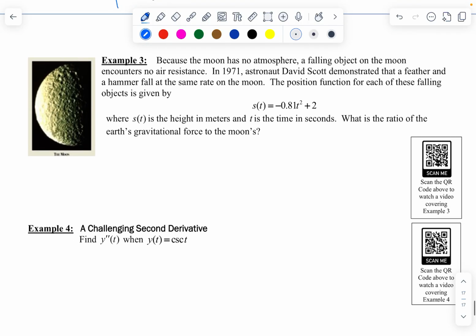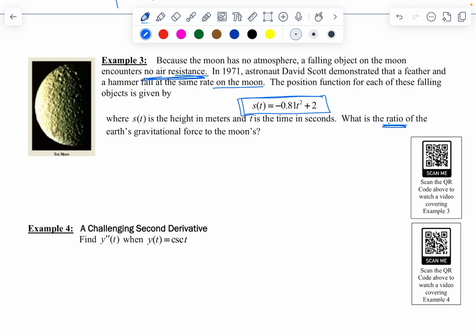All right, so here is example 3. Because the moon has no atmosphere, a falling object on the moon encounters no air resistance. So that's going to be maybe important. In 1971, David Scott demonstrated that a feather and a hammer fall at the same rate on the moon. The position function for each of these falling objects is given by this. So this is our important function where S of t is the height in meters and t is the time in seconds.